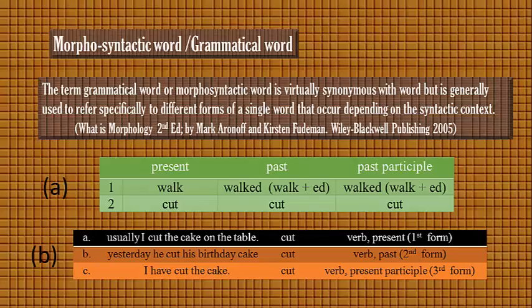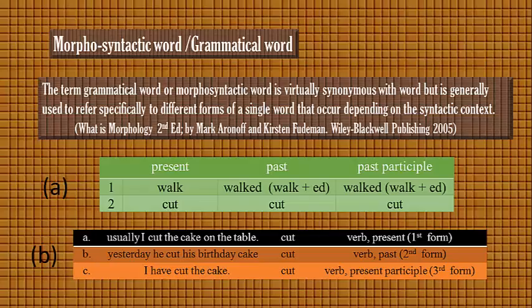Consider the sentence: I walked this morning. In this sentence, walked has the concept of the simple past tense. But in I have walked yesterday morning, walked carries quite a different concept, the concept of the past participle.